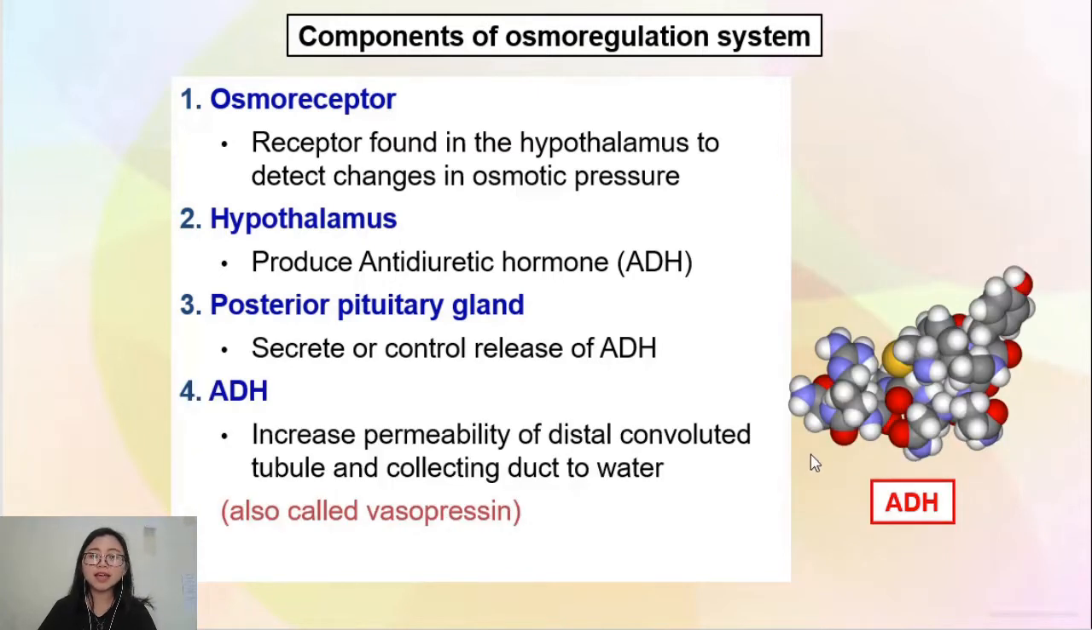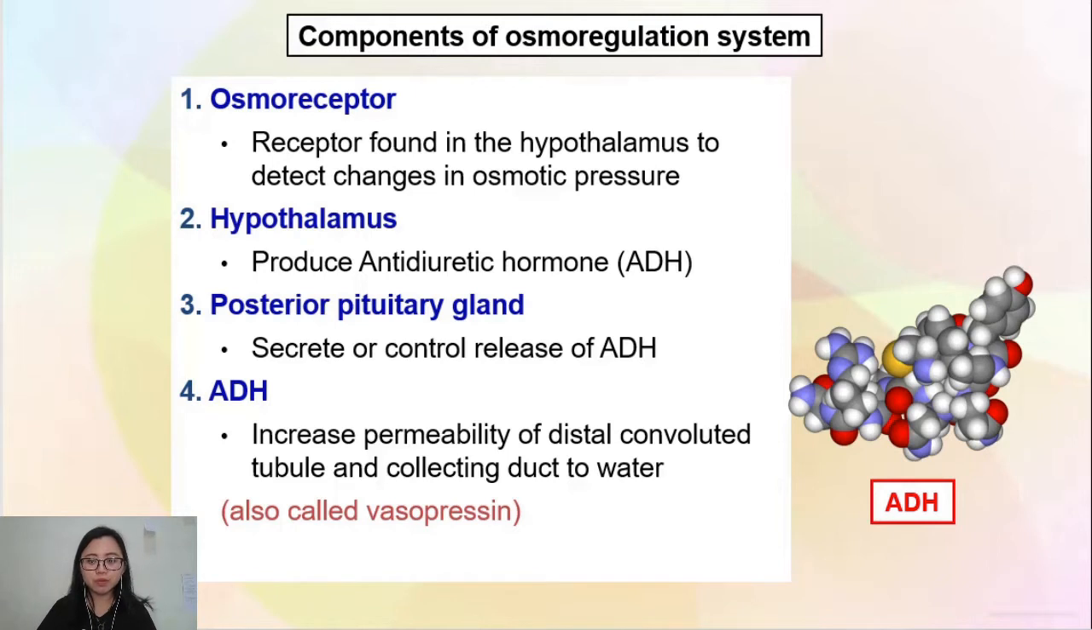Last but not least, the component of the osmoregulation system, number 4, is ADH, antidiuretic hormone. So, antidiuretic hormone will increase the permeability of distal convoluted tubule and collecting duct to water. Increased permeability means dia akan menyebabkan sel-sel di distal convoluted tubule dan collecting duct untuk lebih senang osmosis. Increased permeability menyebabkan molekul air senang untuk limpas tisu-tisu di sana.